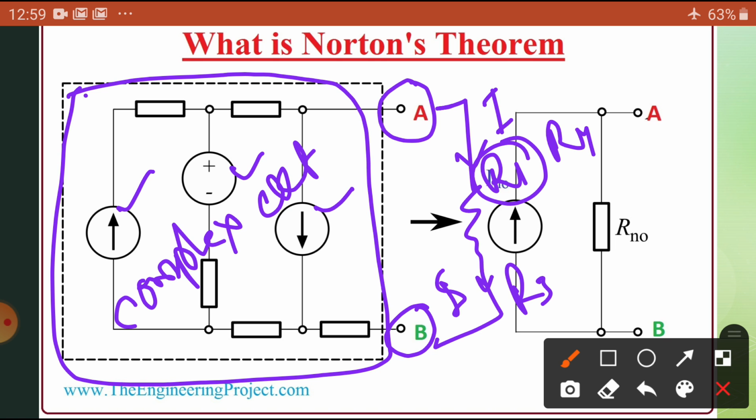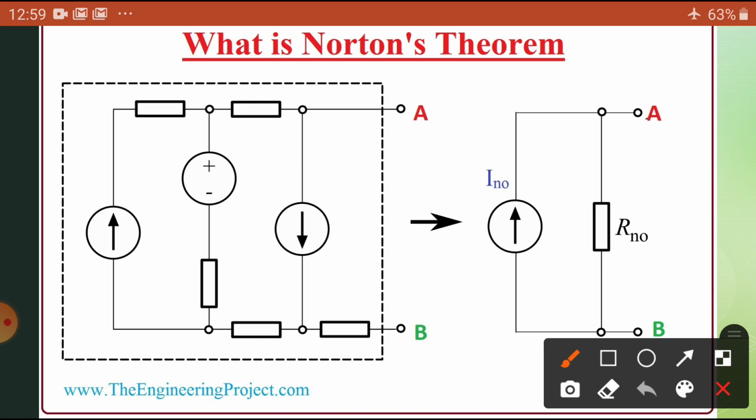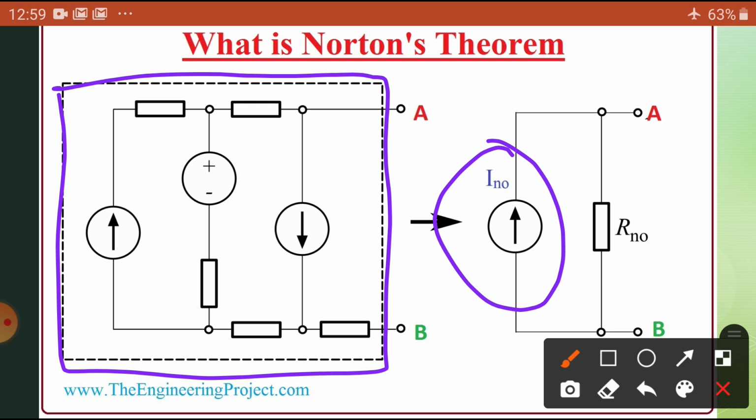That means this complex circuit is simply represented by a simple current source, here, with one resistance in parallel. This A is equal to this A, and this B is equal to this B. Whatever the complex circuit, it is converted into one current source in parallel with a resistance. We can call this the Norton source and the Norton resistance.